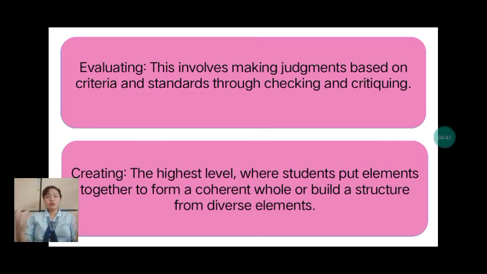So, in conclusion, Bloom's taxonomy provides a valuable framework for designing instructions, assessments, and activities that promote higher order thinking skills by addressing each level of the taxonomy. And educators can scaffold learning experiences to support students' cognitive development and foster deeper understanding.